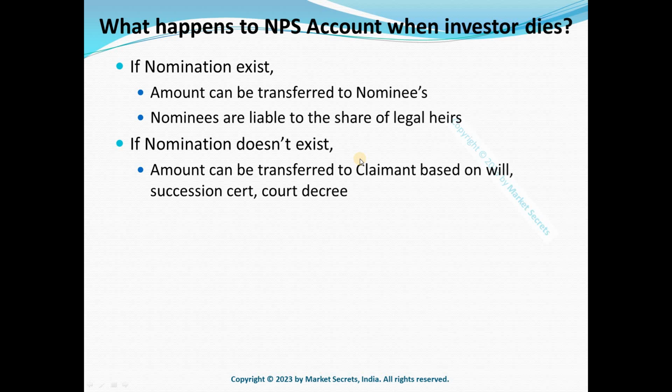the claimant, and again there might be multiple legal heirs, and the amount might be settled to one of them. So whoever is claiming the amount, the claimant is liable to share it with the legal heirs. So they are the one who is legally responsible to distribute this money among the legal heirs. So this is the claim process of an NPS account when an investor dies before the age of 60 years.